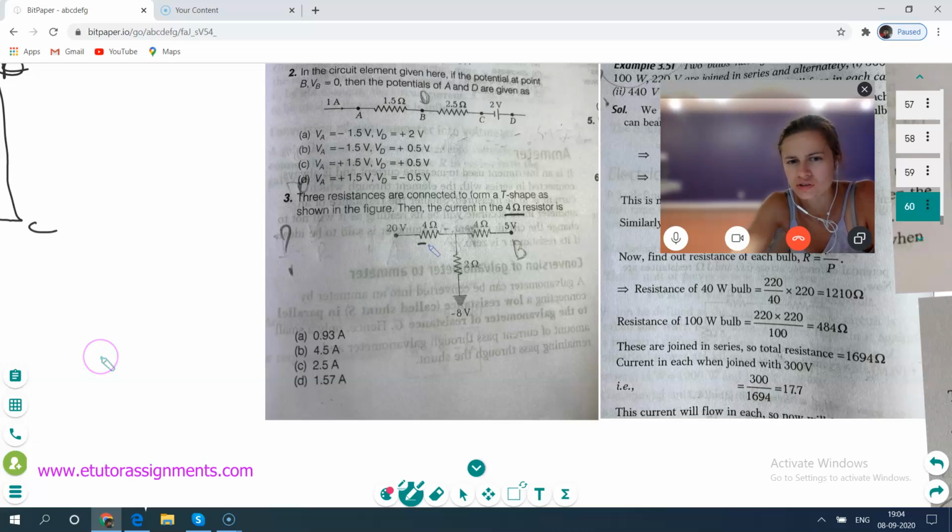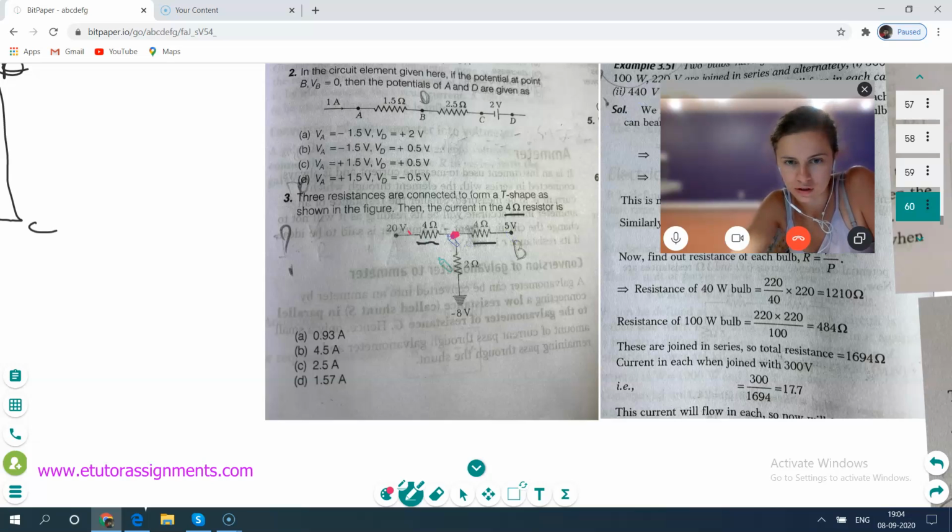There's two 4 ohm resistors. Okay, let us try. Let us see. Suppose this is a junction. That is a junction here. Correct? Yes, yes. So current will... what will you do?